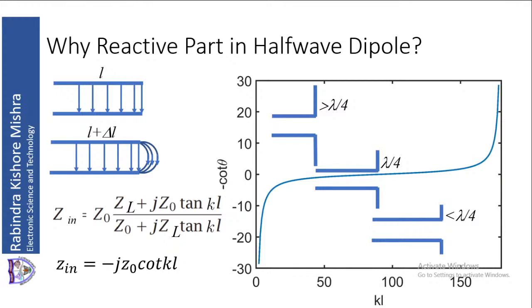The reactive part, if there is a reactive part in the input impedance, which means that there is energy storage. We do not want energy storage in the antenna. We want that whatever energy we are giving to the antenna should be radiated by the antenna. Why is there energy storage, or why is there a reactive part? So that part we have to understand and design the antenna accordingly. So that is point number 1.